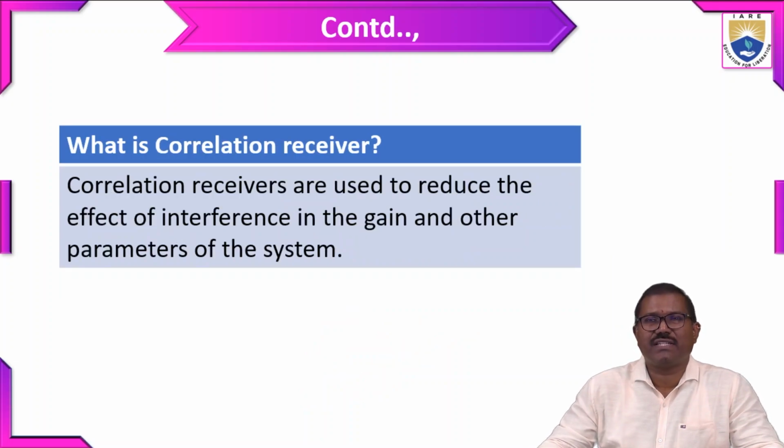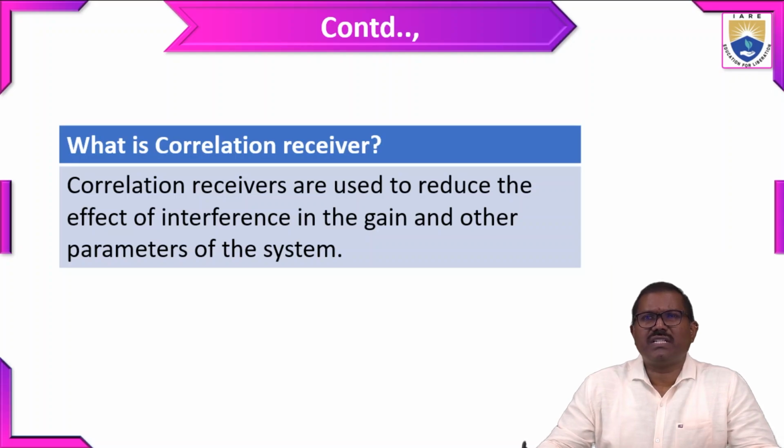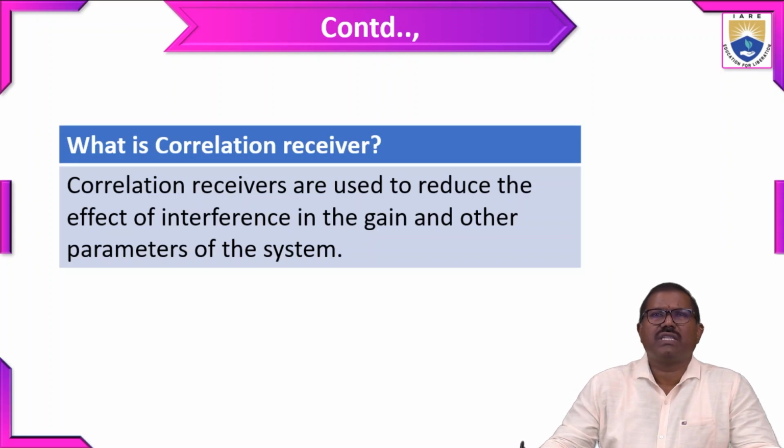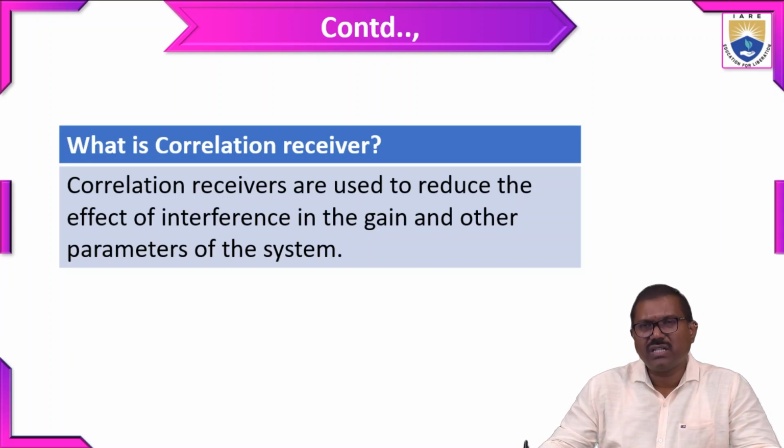What is a correlation receiver? Correlation receivers are used to reduce the effect of interference in the gain and other parameters of the system. So these are the two receivers: matched filter receiver and correlation receiver.